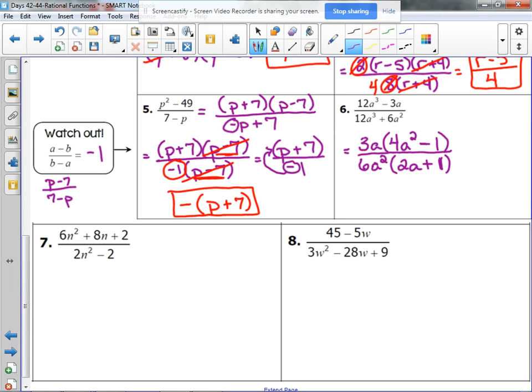We're not finished factoring. 4a squared minus 1 is the difference of perfect squares. So that is 2a plus 1 times 2a minus 1. You can always multiply it back out to check.